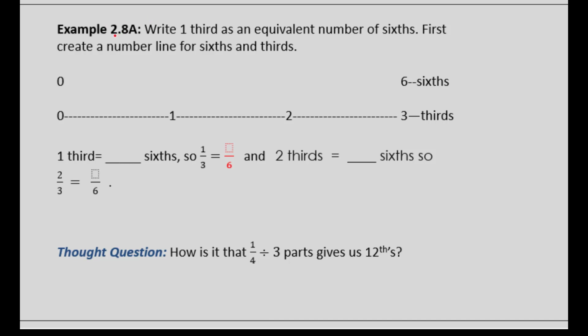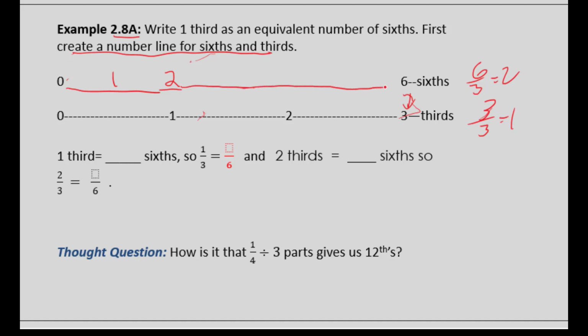So I'm going to do example 2.8a. I'm going to write 1/3 as an equivalent number of 6ths. I'm doing it by creating a number line for sixths and thirds. So I need to fill this in. I know that 3/3 is the same as 6/6. So what do I do to 3 to get to 1? I'm either going to divide it or multiply it. And the answer is, well, I can divide it by 3, right? 3 divided by 3 is 1. So if I take 6, I need to divide it by 3, I'm going to get 2. So right here is 2/6. So that would give me 1/6 right here.